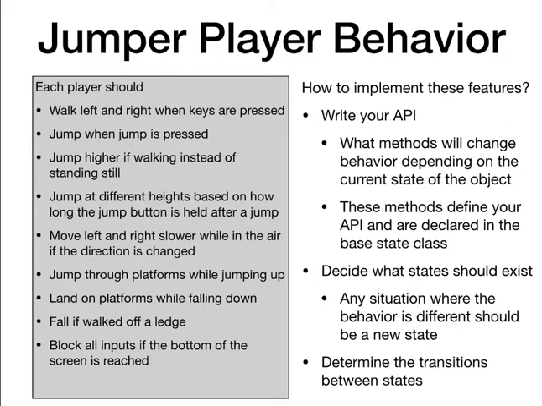So let's revisit how to design using the state pattern like we did last time. And I broke this into 3 steps. You can do these steps in a different order than I have listed here. But we want 3 different things. We want to write our API. So what are the methods that should change behavior as the state changes? What are those methods that are going to change?